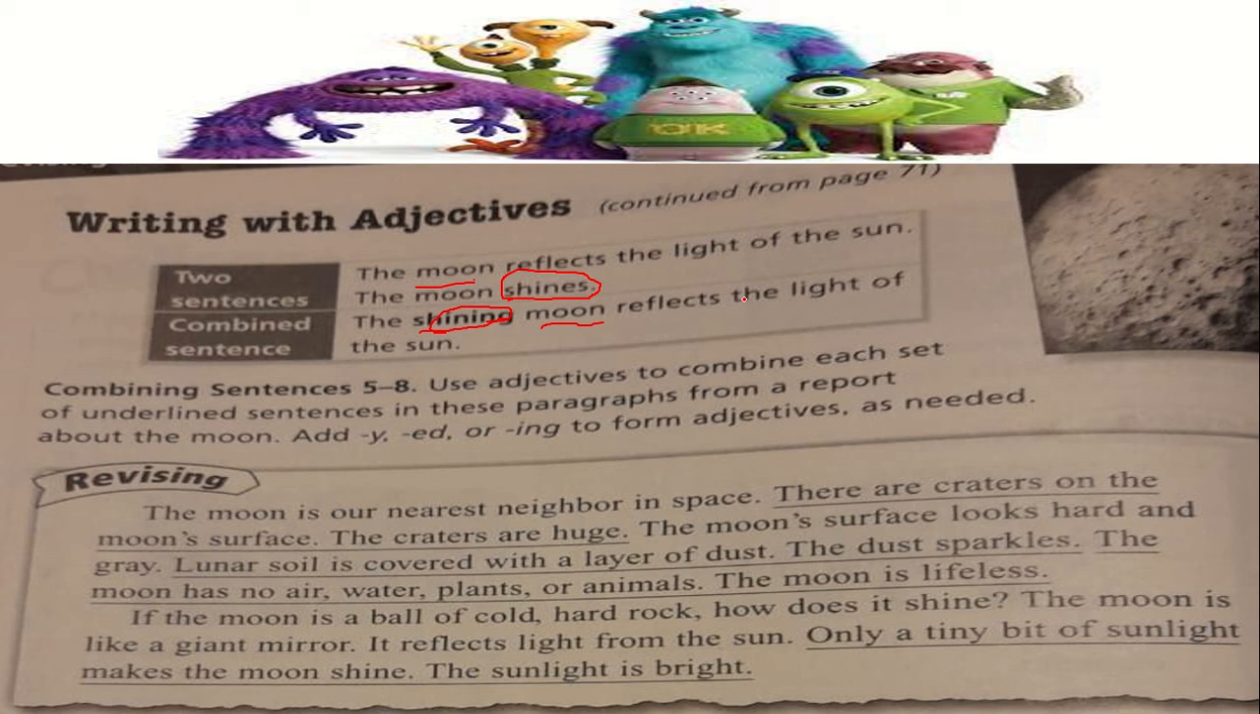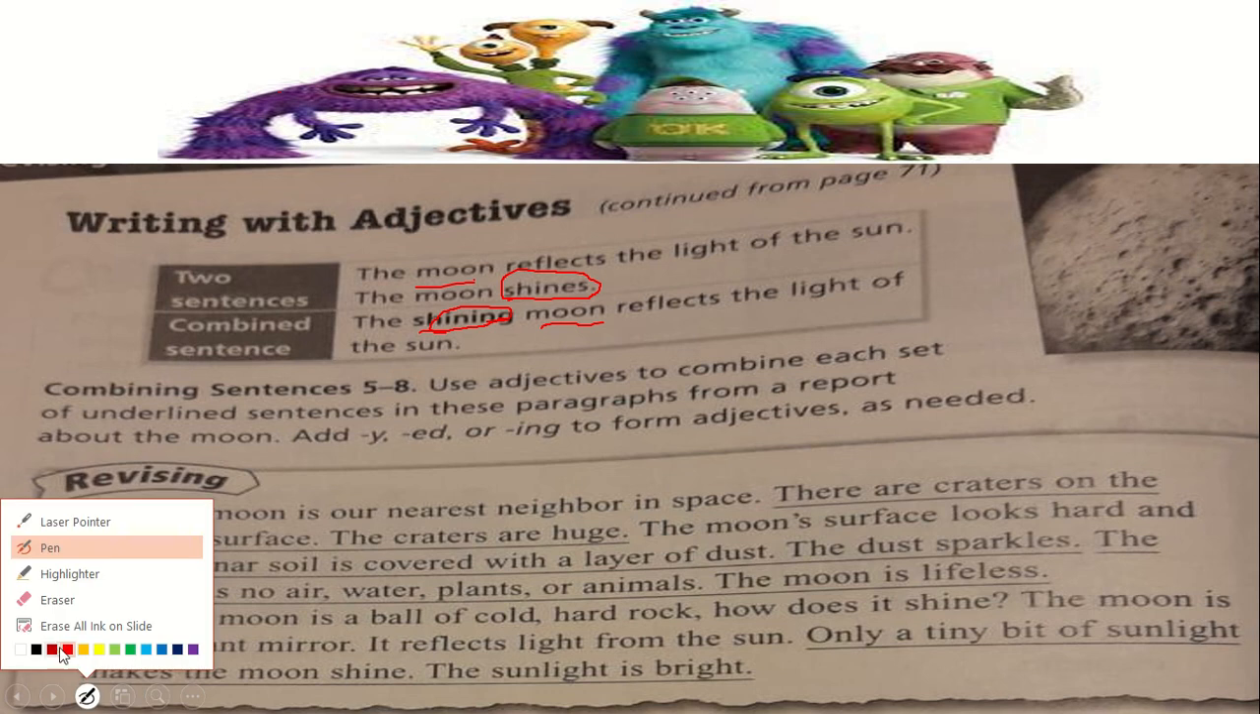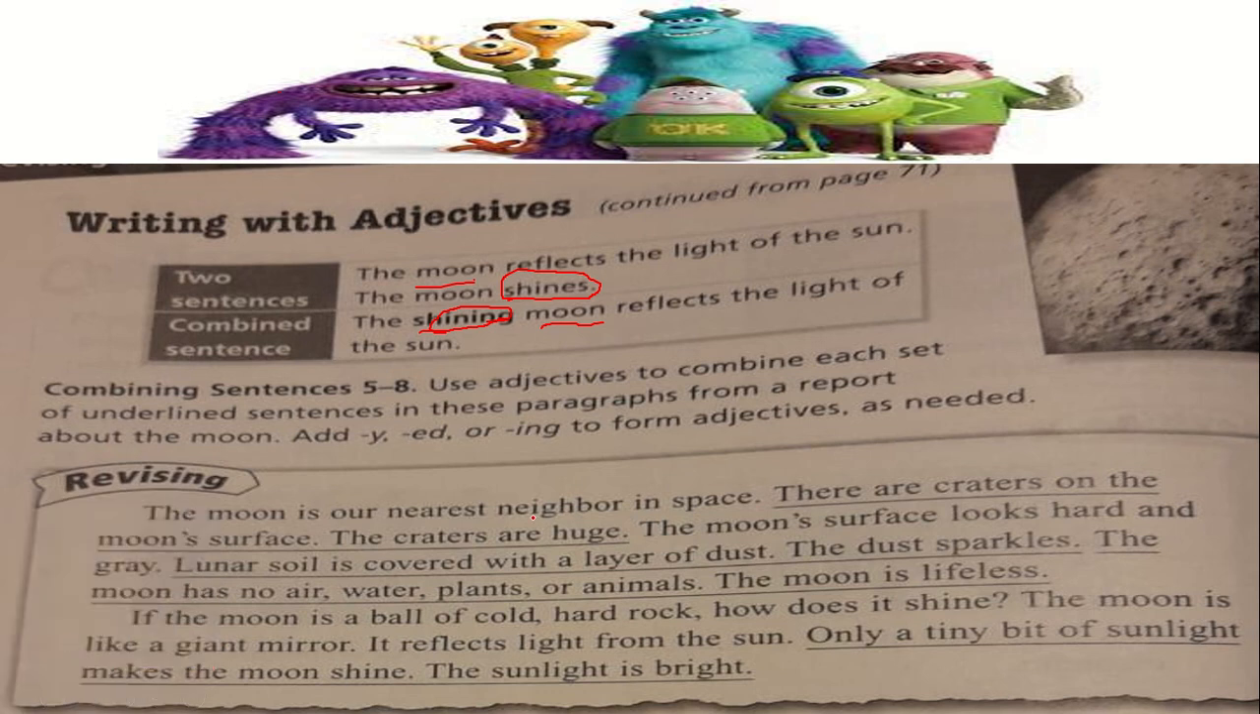Now let's pay attention. We have 2 underlined sentences. You can find the pen. Sorry, guys, I lost the pen again.